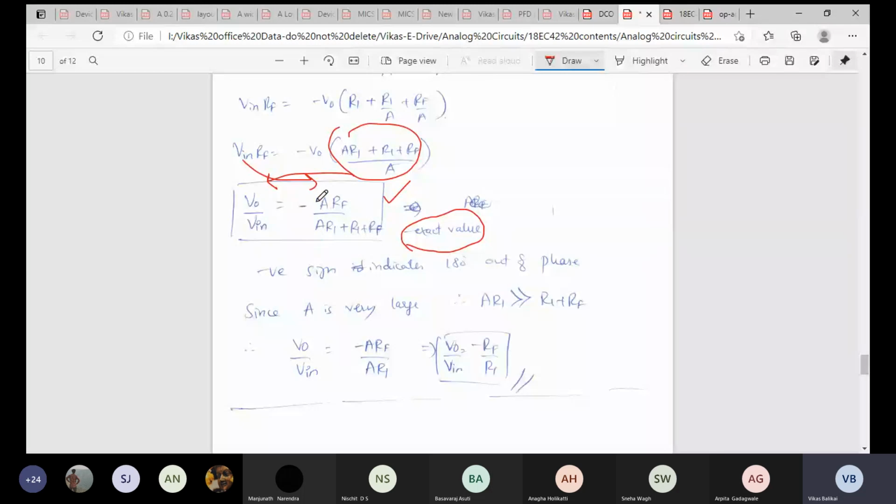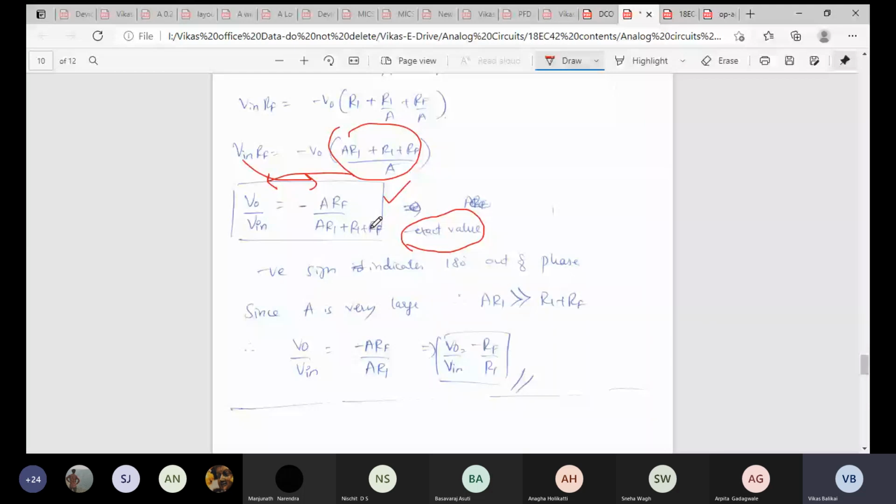Now, how do I make this equation look like the ideal one? That's what I have done here. You know that A is the open loop gain. Please remember, A will always be very, very large, and RF will also be very large, in terms of megaohms, 1 into 10 raised to 6. So A times R1 will be very, very large compared to R1 plus RF. If that is the case, I can ignore R1 plus RF, and since I'm dealing with an ideal case, I can make all these assumptions.